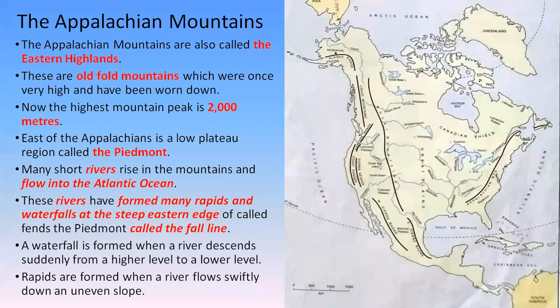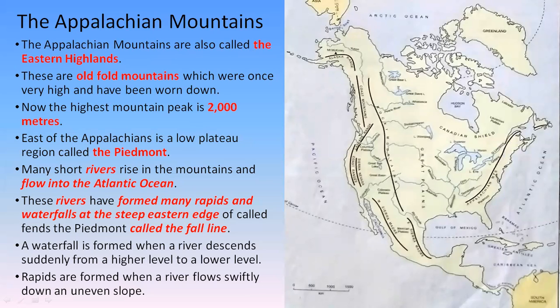Another major division of the North American land is the Appalachian Mountains. Where can we find the Appalachian Mountains? Look at the map here, on the eastern side of America, and you will find a long mountain range called the Appalachian Mountain Range. The Appalachian Mountains are also called the Eastern Highlands.